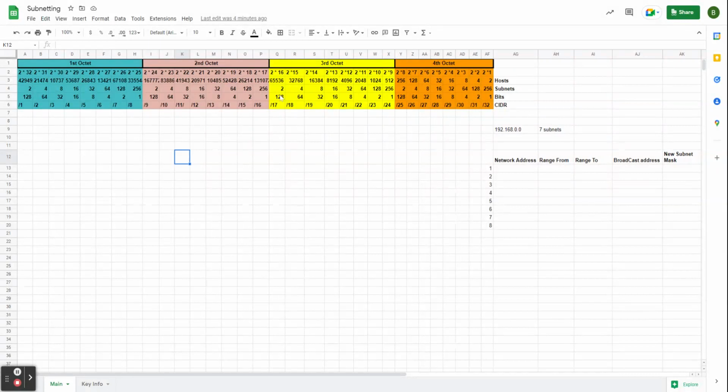So we've got hosts that are moving in powers of two from right to left. Like I say, Class C has fewer hosts available to you than a Class A, because as we can see, we've only got a maximum of 256 in the fourth octet. We've got 65,536 in the third octet, which would be a Class B.